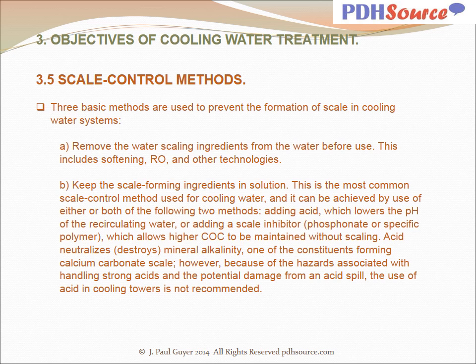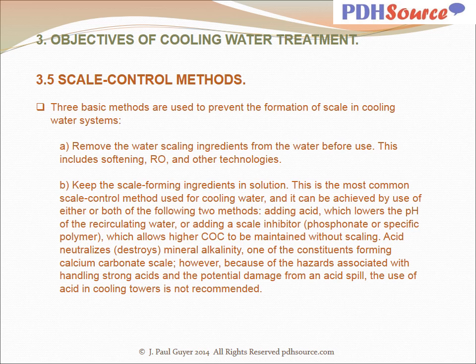Now some comments on scale control methods. Three basic methods are used to prevent the formation of scale in cooling water systems. First, remove the water scaling ingredients from the water before use. This includes softening and other technologies.